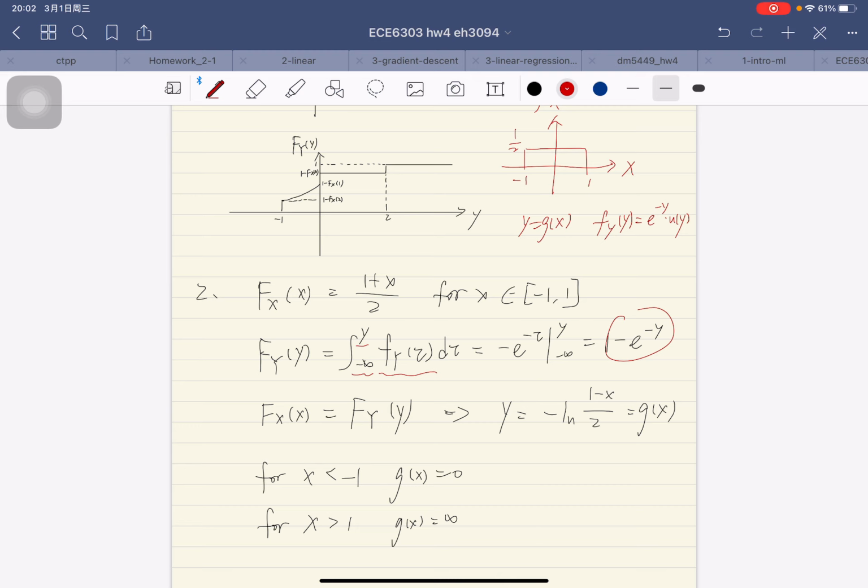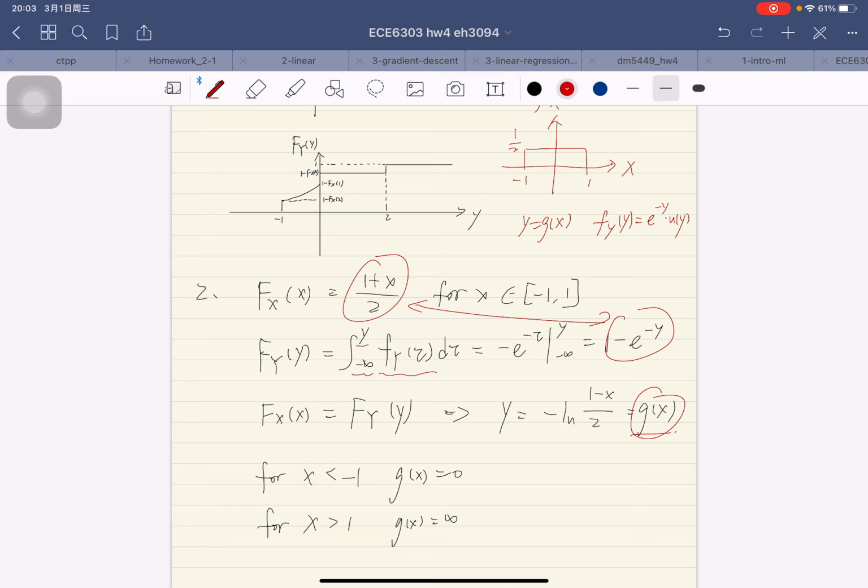So the relationship between the cumulative functions of x and y is that they are equal, because y has a relationship to x, which is y equals g(x). If the cumulative functions are the same, then by solving these two formulas we will get y equals minus ln of (1 minus x) over 2. So this will just be g(x).